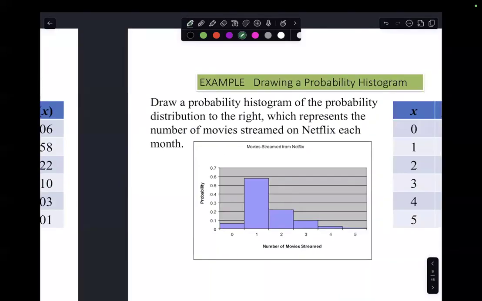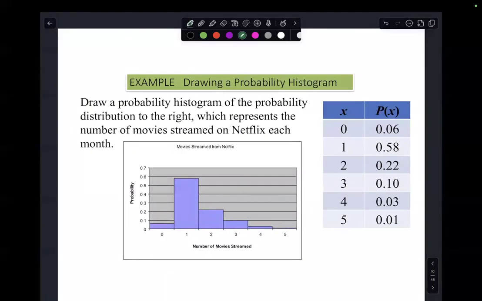So I'm going to show you the one here. So here we go. Notice how we have our number of movies streamed on the horizontal axis. My vertical axis is the probability. So I just took that probability distribution and made a nice histogram there.